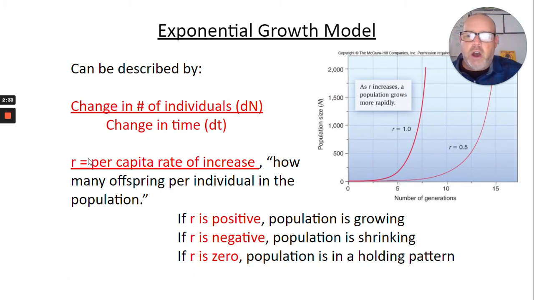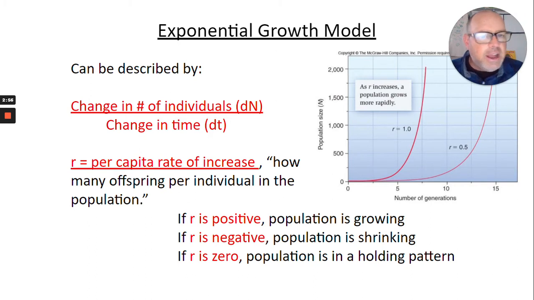So r is the per capita rate of increase, so r is for rate. How many offspring per individual in the population. So if r is positive, the population is going to be growing. If r is negative, the population is going to be shrinking. And if r is 0, as you might expect, the population is going to be holding still.